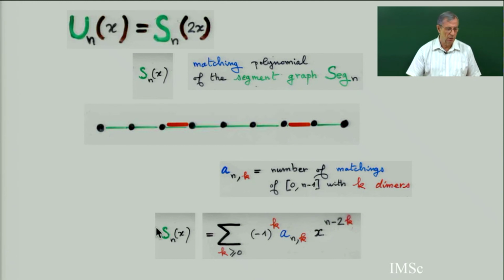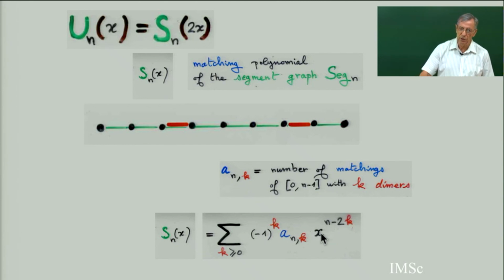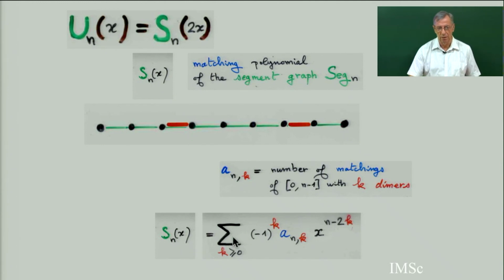So by definition, this is the matching polynomial. If there are no dimers, if the set of dimers is empty, then this term is going to be x to the power n. So this is a polynomial of degree n. The coefficient of the term of biggest degree is 1, so this is called a monic polynomial.